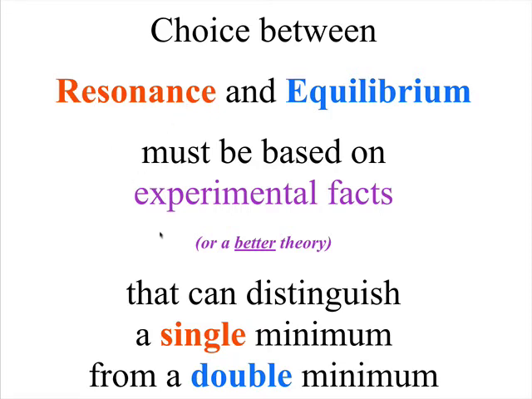Or we need some better theory, some theory beyond, that's more sophisticated than Lewis theory, that can help us distinguish the single minimum versus the double minimum.